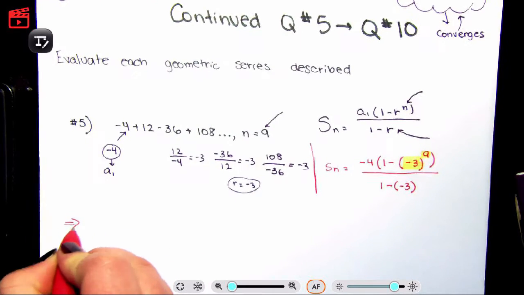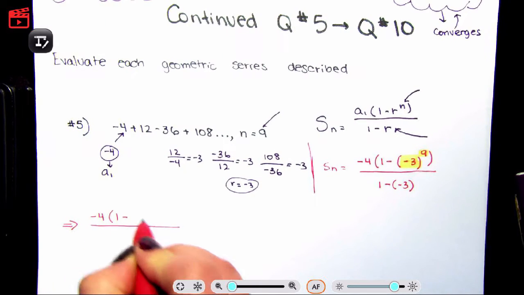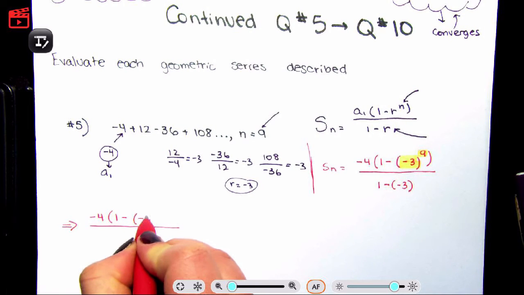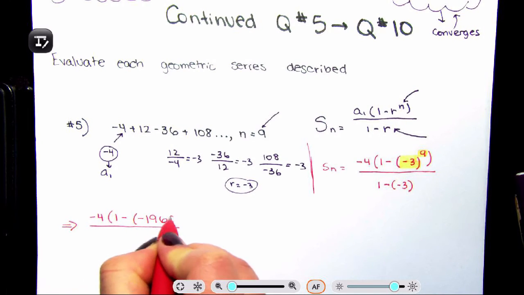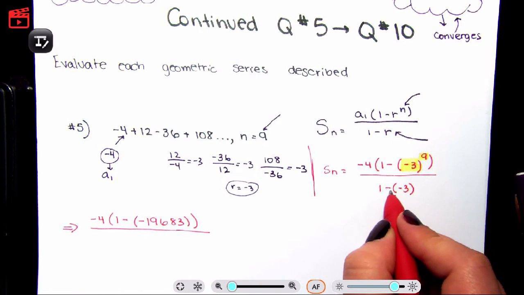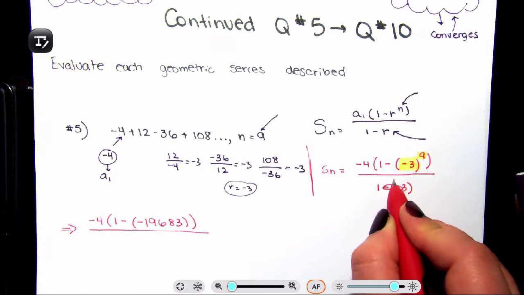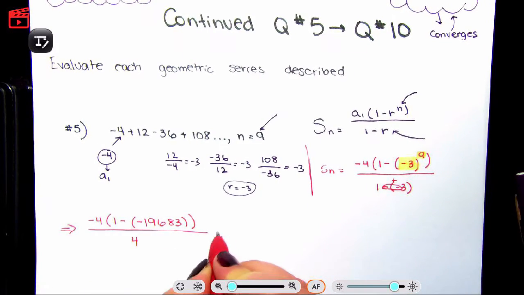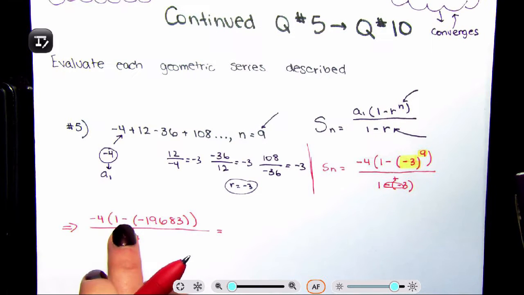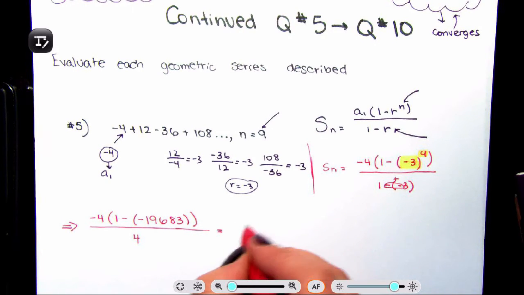So we're going to continue off here. That means I have -4 times 1 minus, again parentheses, -19,683. And underneath, because I only have subtraction with a negative, I'm going to evaluate this as 4. Continuing on, I'm going to say 1 minus -19,683. I am doing that on my calculator because sometimes I just don't trust myself.